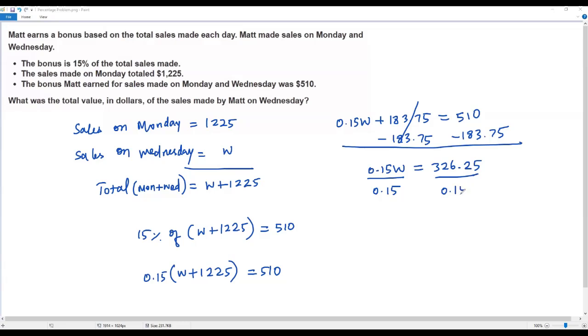Now to solve for W, we have to divide both sides by 0.15. When I do so, this 0.15 will cancel, and I'm getting W on the left side. Okay, now let me divide 326.25 by 0.15. When I divide, I am getting 2,175. That is, the sales made by Matt on Wednesday is $2,175.